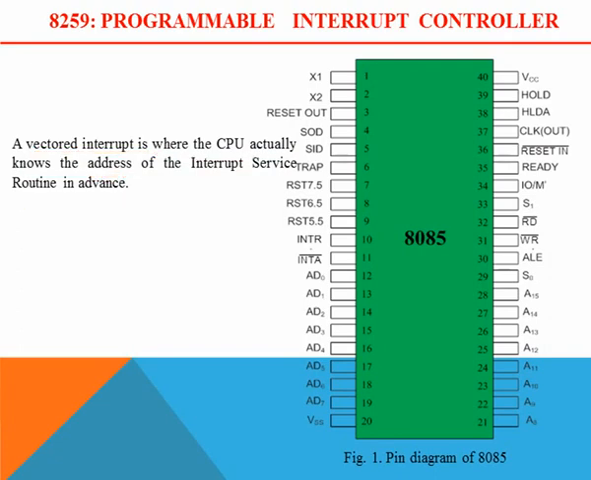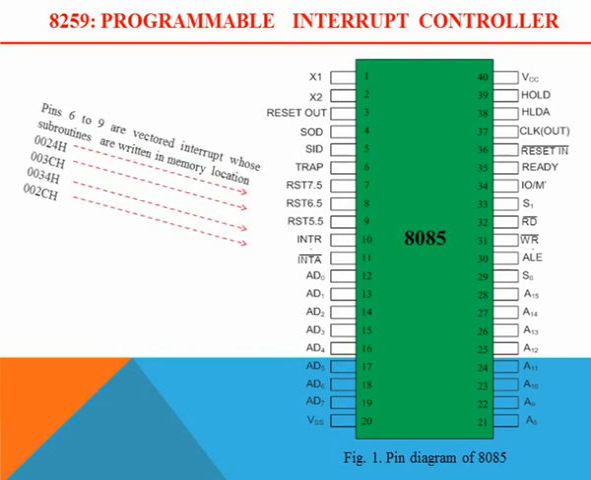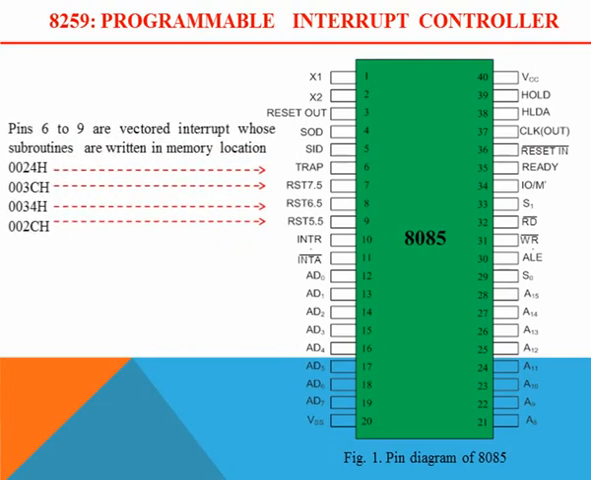In the 8085 microprocessor, the subroutines of TRAP, RST 7.5, RST 6.5 and RST 5.5 are written in memory at locations 0024H, 003CH, 0034H and 002CH respectively.